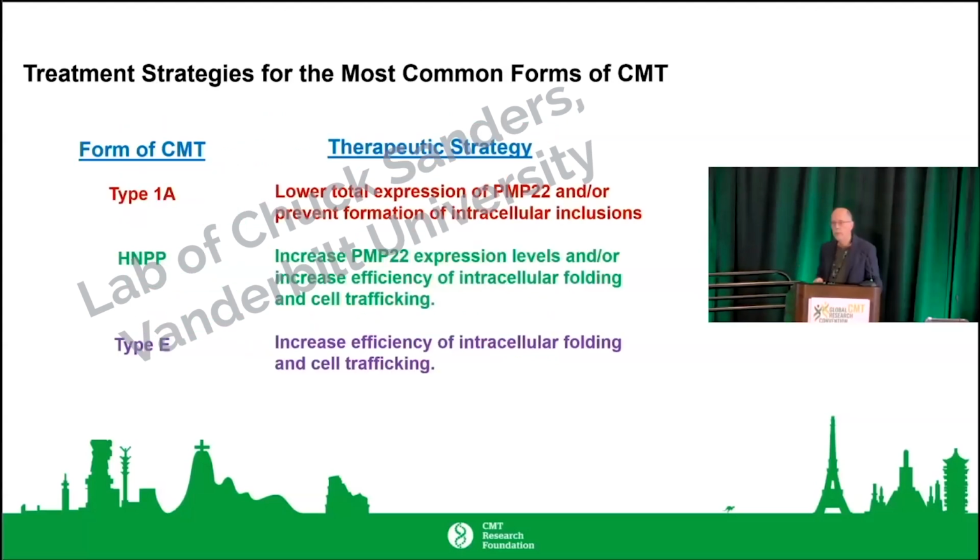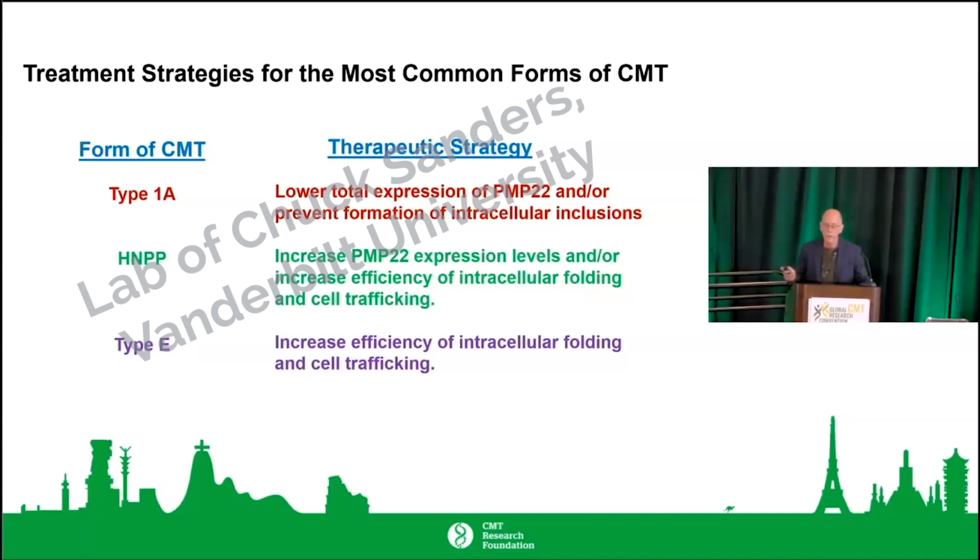So what are the implications of this for CMT therapies? So we believe for the type 1A disease, what you would like, if you were going to make a drug to target this, is lower total expression of PMP22 and/or compounds that prevent the formation of these intracellular inclusions. For the HNPP form of the disease, where you make too little of the protein, you would like a compound that increases expression and/or increases the efficiency of folding and trafficking. And then for the type E mutations, for most of them at least, you would want to increase the efficiency of intracellular folding and cell trafficking.